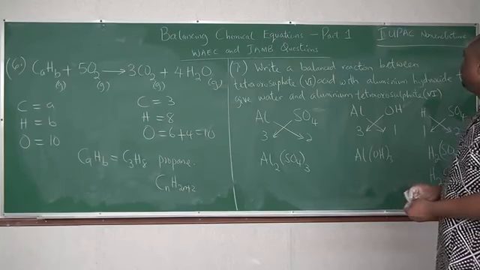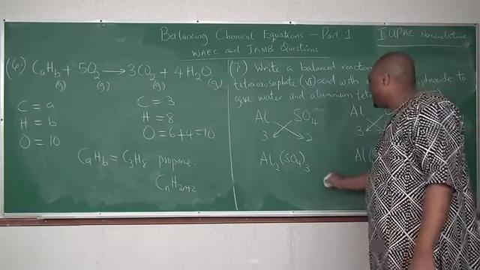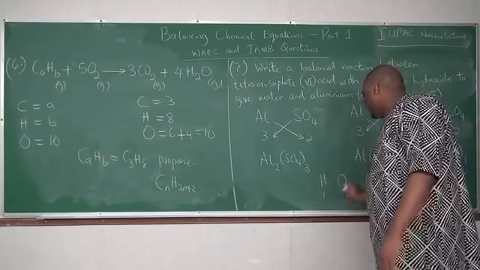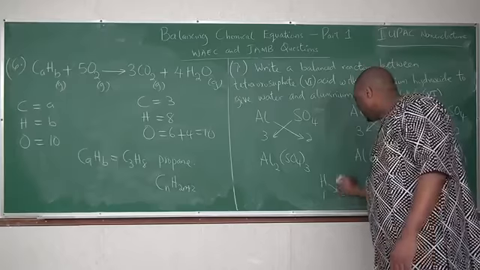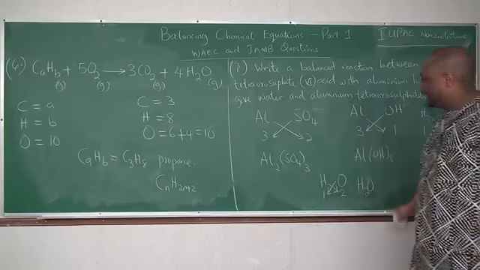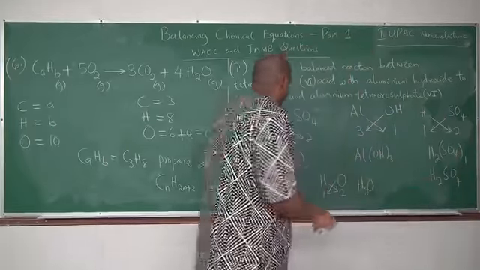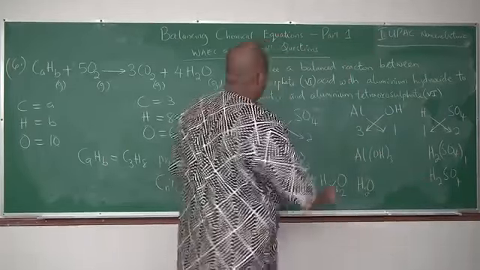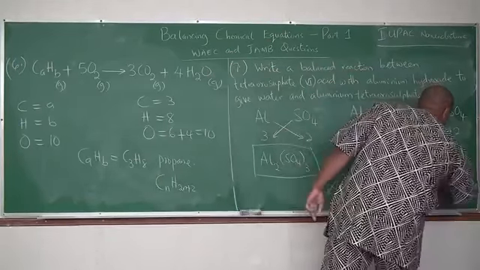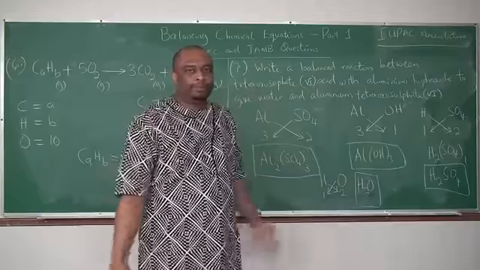Alright, so water, of course. You know about water, right? H and O, hydrogen and oxygen. The valency of hydrogen is 1, the valency of oxygen is 2. So this combines here, this is H2O, water. Okay, alright, we can now write a balanced reaction. Because the first step you need to do is to know these elements. Once you know the elements, then no problem.